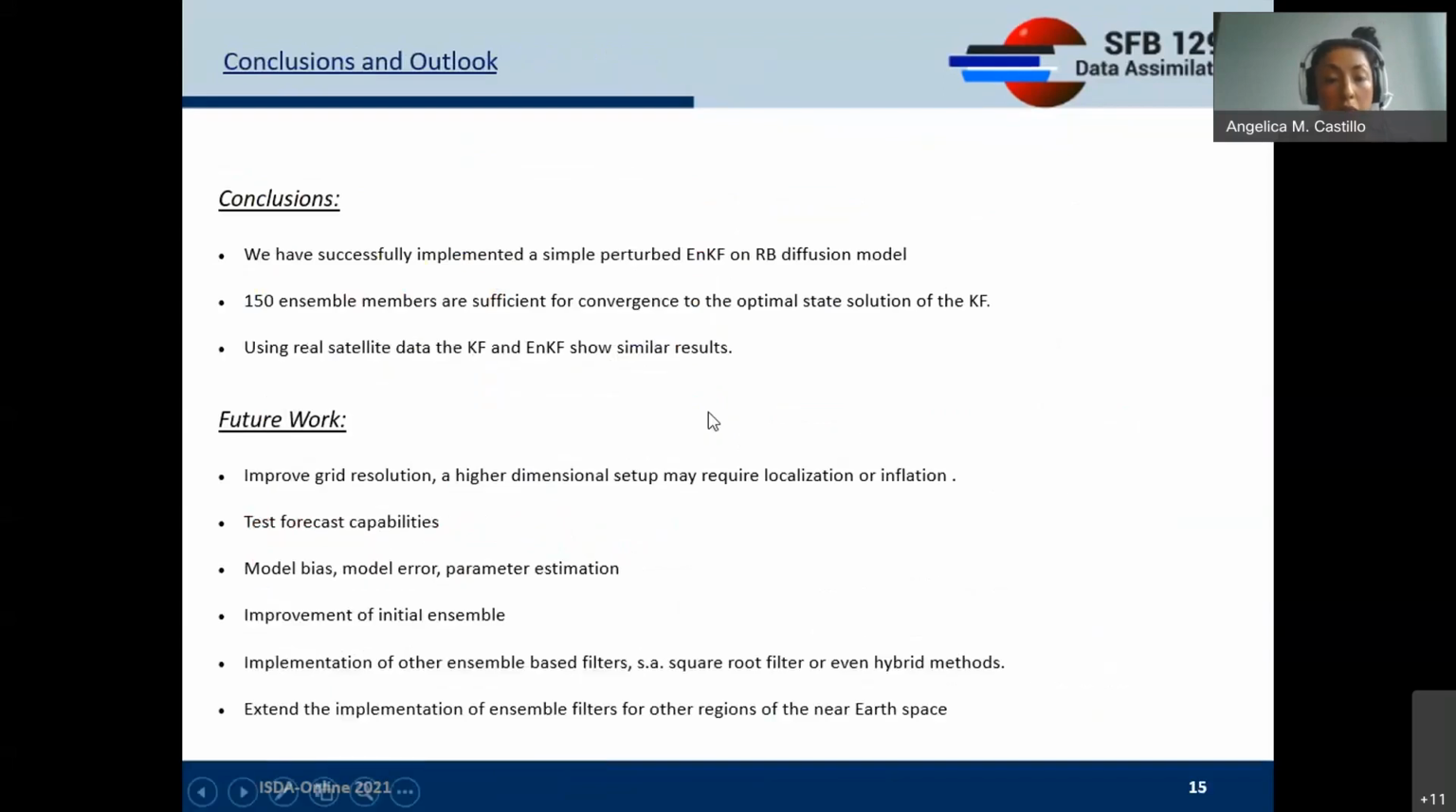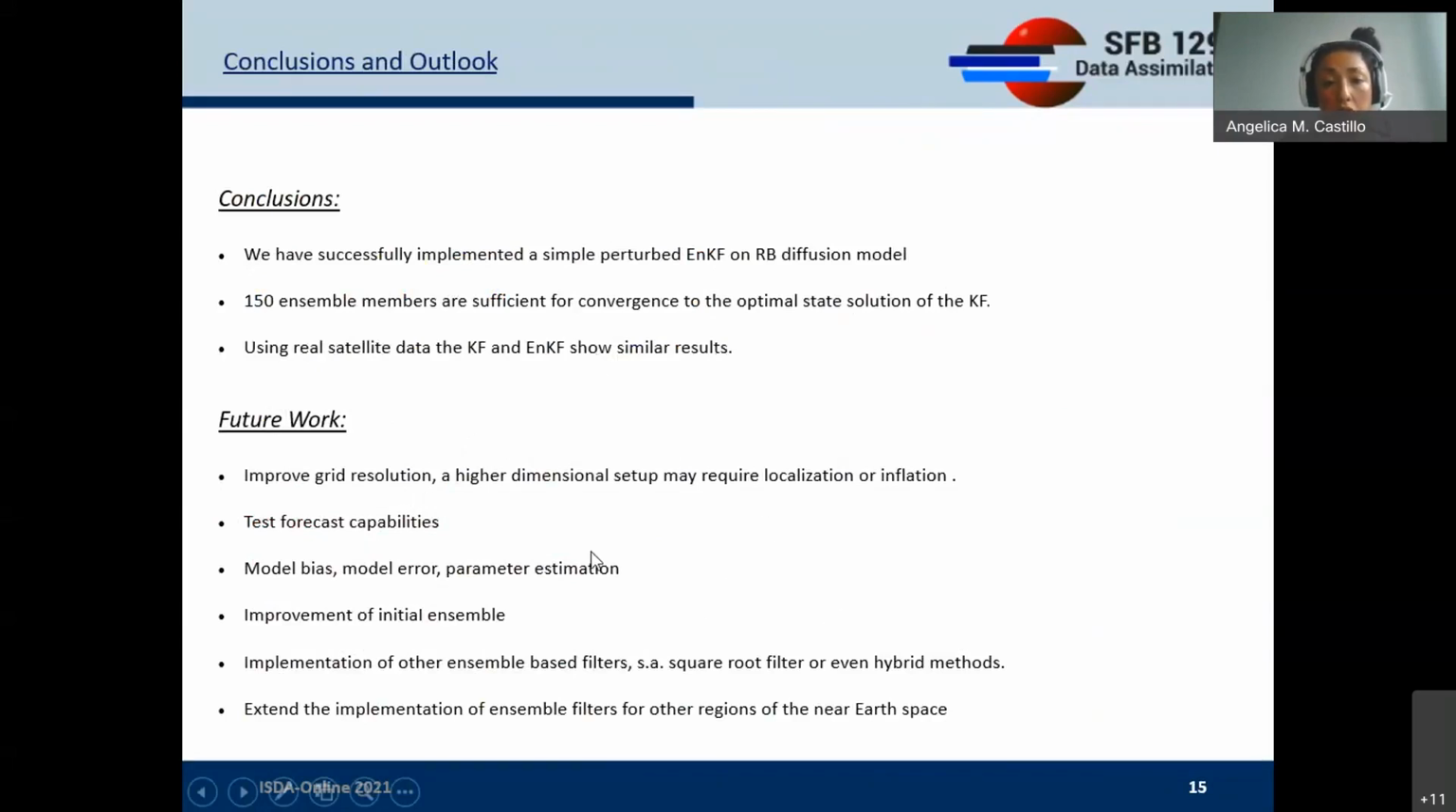And with this, I come to my conclusion. We have successfully implemented our initial and simple Ensemble Kalman filter in a linearized model. And we have shown by means of a synthetic experiment that convergence to the optimal solution of the Kalman filter is given. Our results using real satellite data are pretty similar and pretty good.